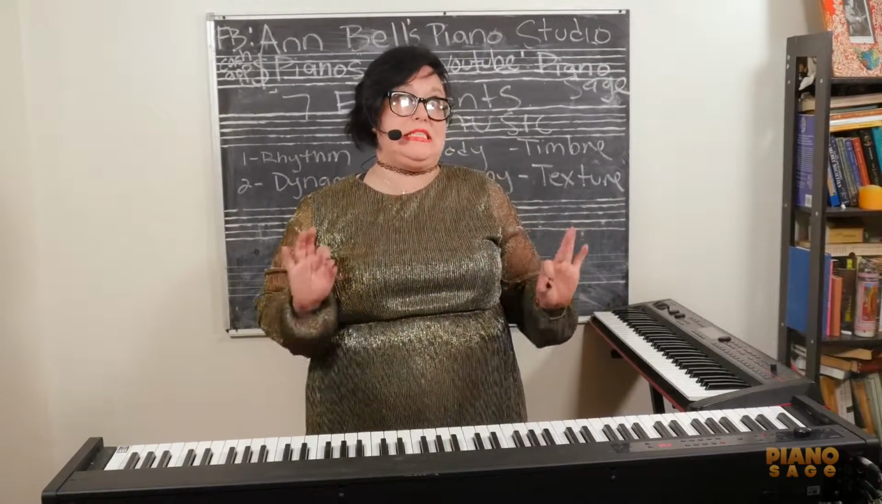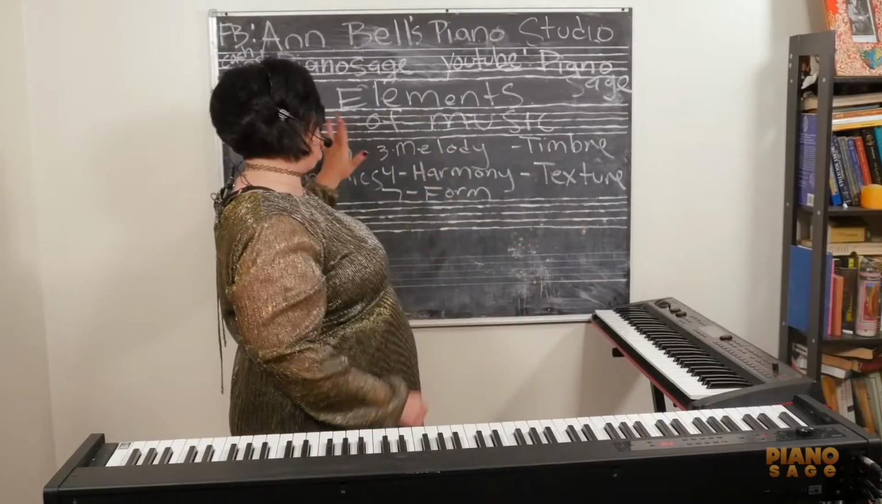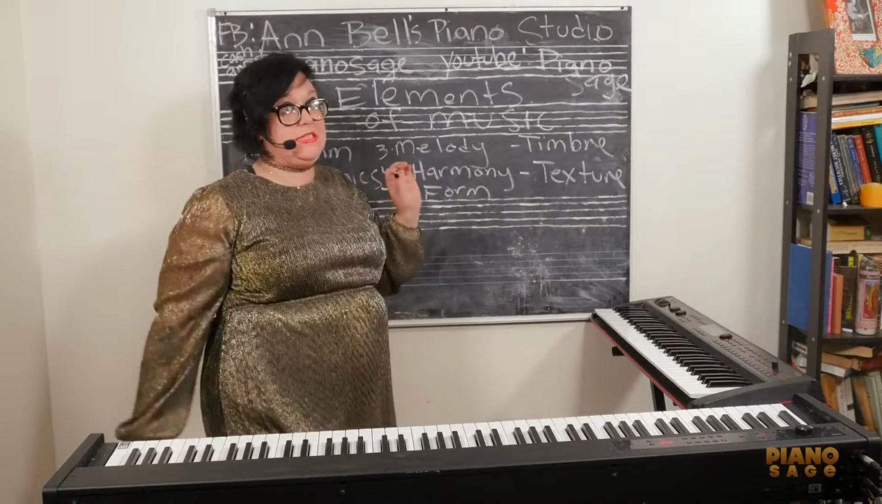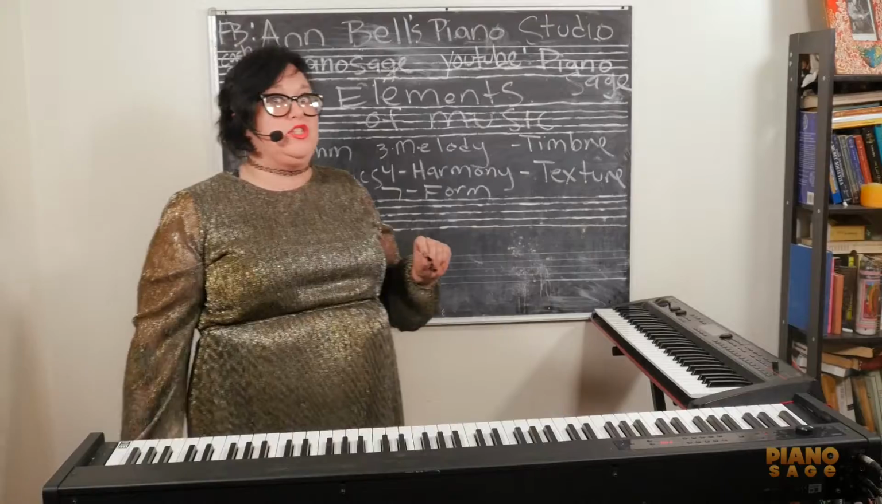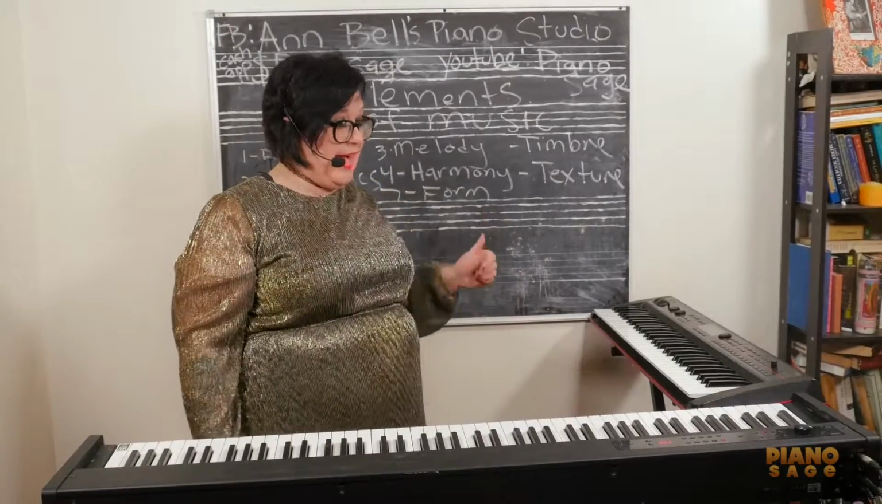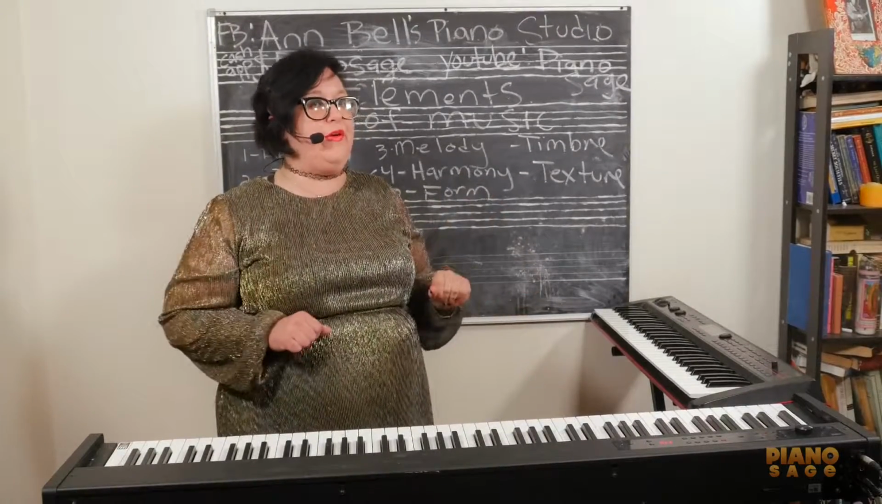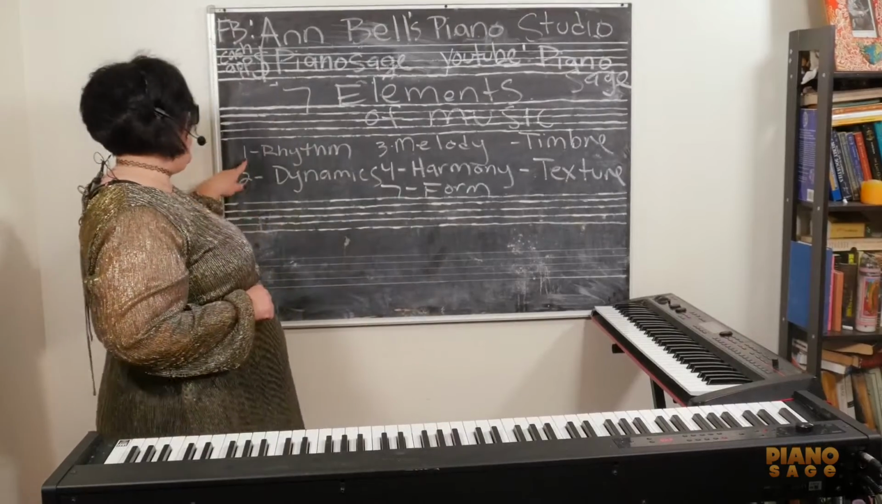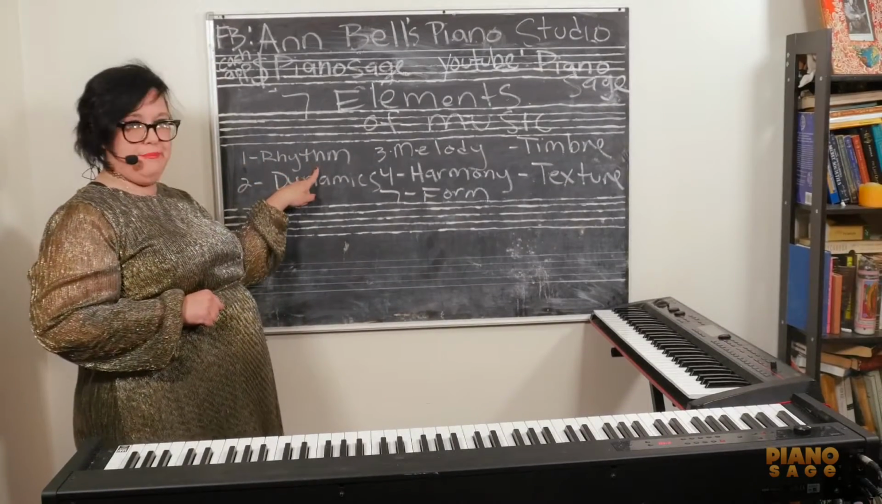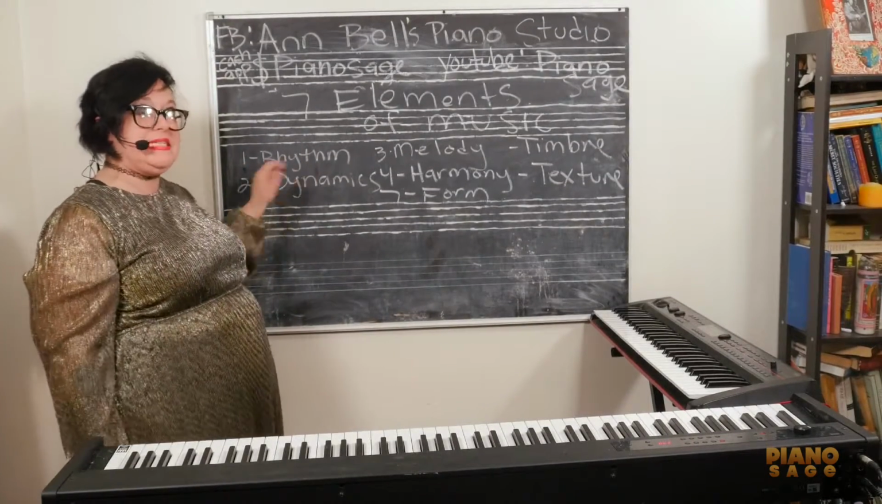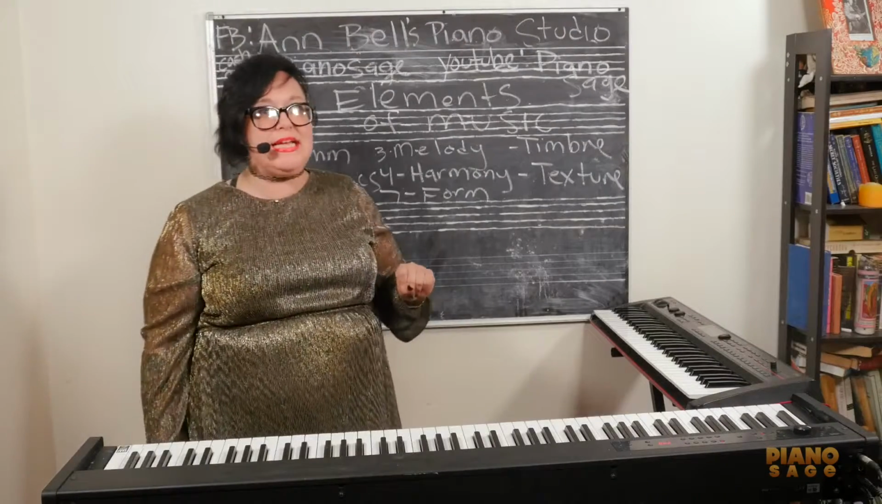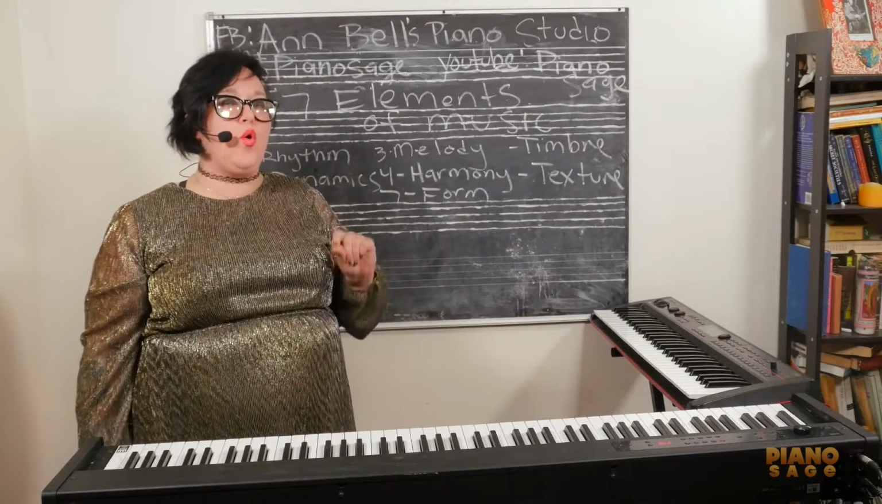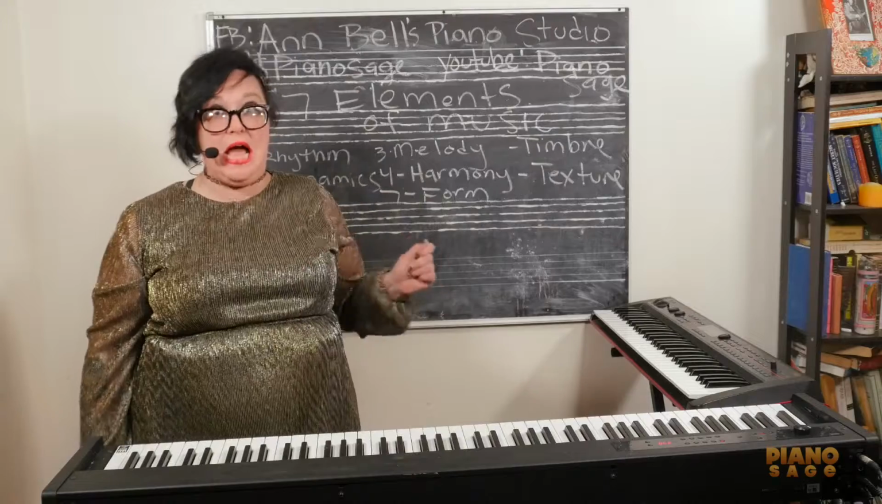The first thing you want to know with music is the 7 elements of music. So before we can dive into tutorials on each individual thing, I just wanted to give an overview. So the first element of music is rhythm. So rhythm is basically time. Music, in essence, is organized sound with time.